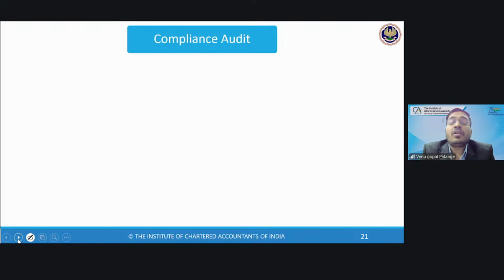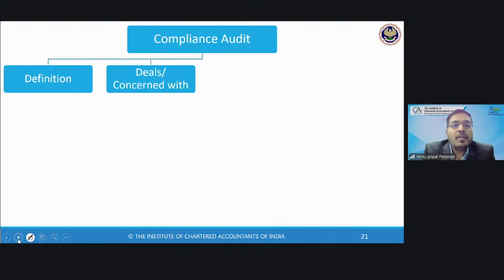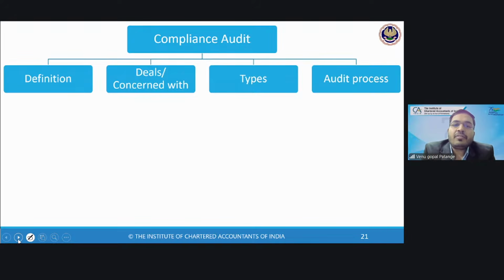So this is not an attestation engagement. The elements, you should keep running in the back of your mind. So compliance audit is where you are performing an audit which is a direct reporting engagement, where the auditor himself collects the subject matter and checks it against the criteria. Clear? So we will see the definition and what it deals with, and we'll see types of compliance audit, again subtypes, right? We'll see the audit process.